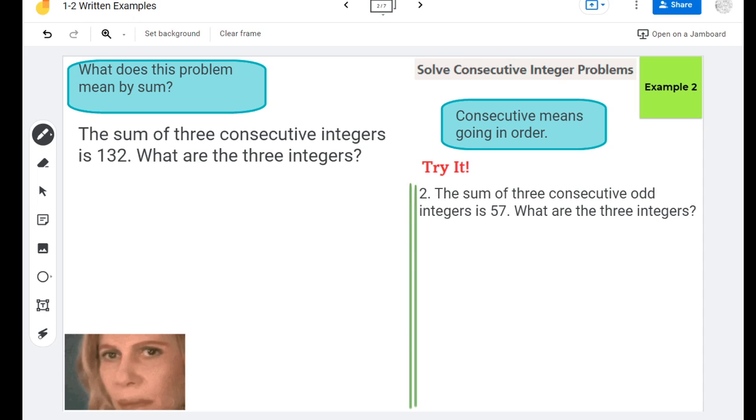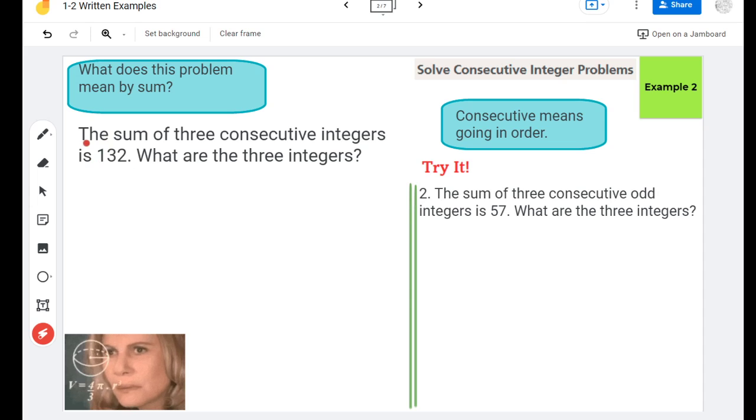Oh my Lanta, we better figure out what that means, right? So when we talk about consecutive, that means that it's going in order. For example, the numbers 1, 2, and 3 are consecutive. All right. 11, 12, 13, those are consecutive. So when we're talking about consecutive integers, we're talking about whole number increments, which are in order.